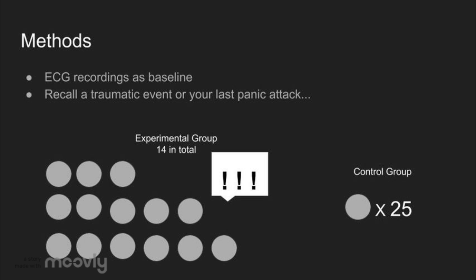Electrocardiography, or ECG recordings, were used as a measure of heart rate and were taken over 15-minute intervals each time. A baseline was established in which all patients were completely at rest in a stress-free environment. Heart rate was then monitored and recorded using the ECG while patients were instructed to recall a traumatic event or their last panic attack for the next 15-minute segment. The final 15-minute heart rate segment was then taken at rest once again.